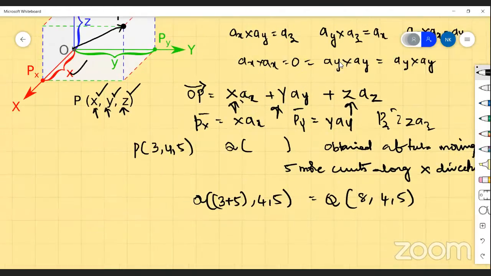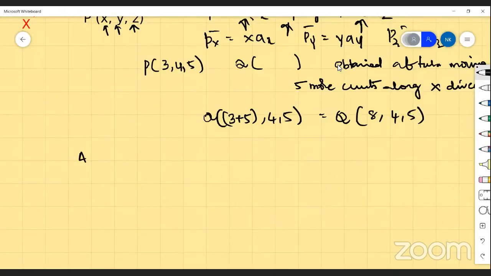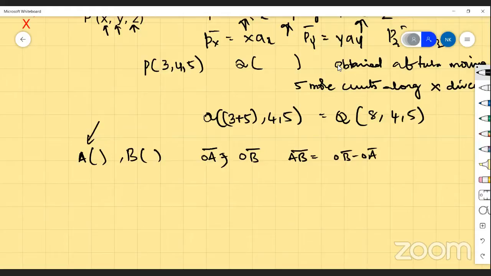Or else you can have some more vector analysis. If you have points, A is one point, B is another point, then what is the position vector of A? The position vector of point A, you can represent as OA bar. The position vector of point B is OB bar. And if you want to find AB bar, you know all these vectors: OB bar minus OA bar. This is obtained using triangle law.